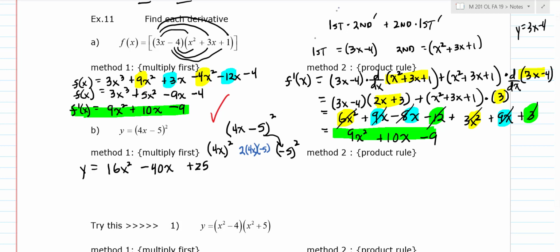I kind of do this in my head. I look at that term. That term is negative 20x. If I double negative 20x, I get negative 40x. You want to try to learn how to do that in any situation when you're squaring a binomial. It's just a quick thing you can do in your head. You want to learn how to do that.